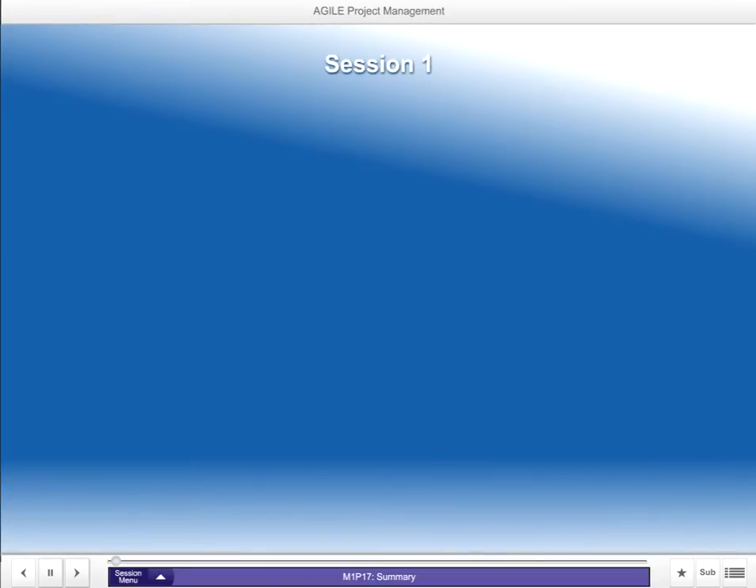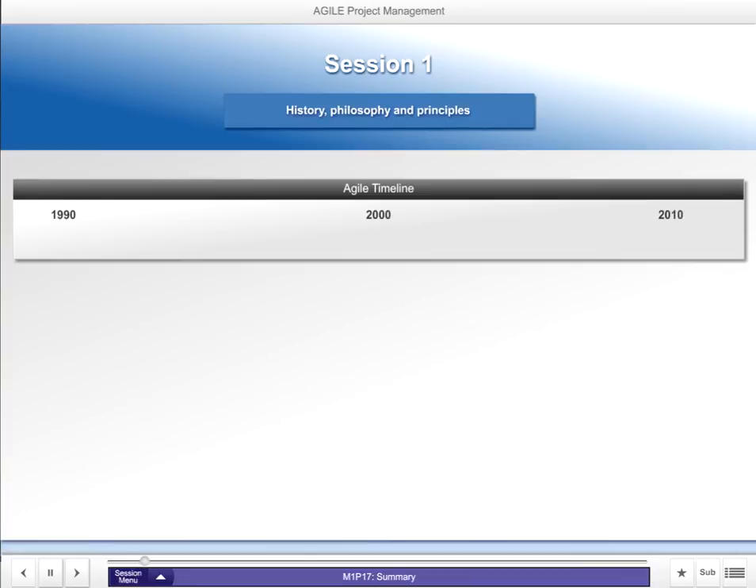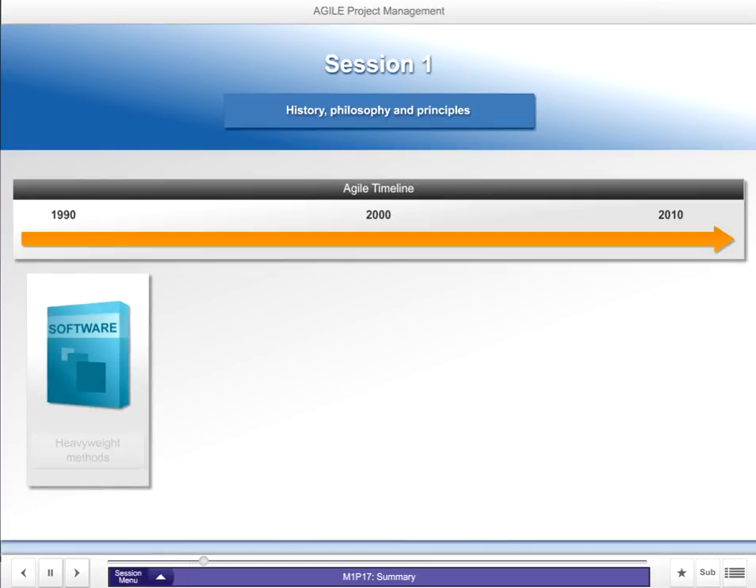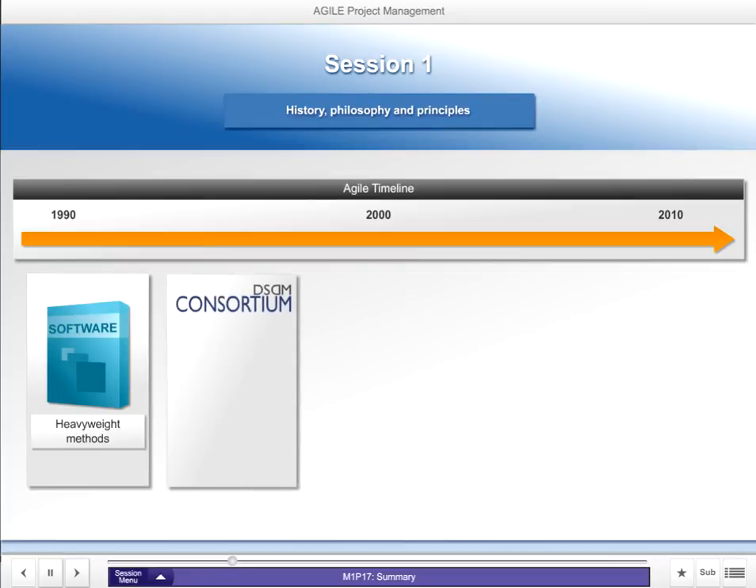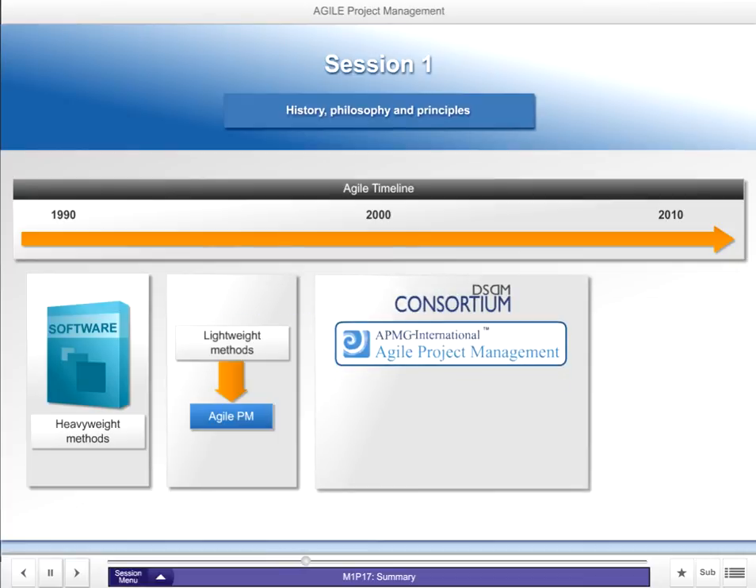In this first session, we have looked at the history of Agile PM and how it has emerged from the Agile products and initiatives of the 1990s, in particular, the DSDM methodology for running IT software development projects. We have seen how the DSDM consortium produced Agile PM as a subset of the latest release of DSDM ATERN, and how they have collaborated with APMG International to produce the handbook and qualification standards.